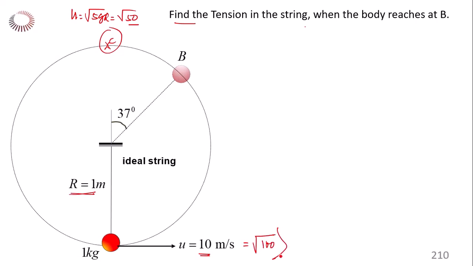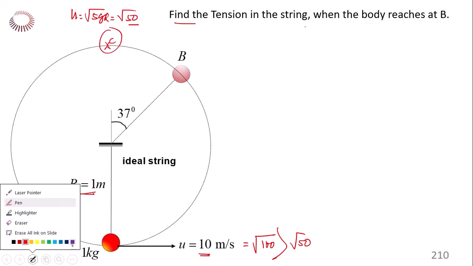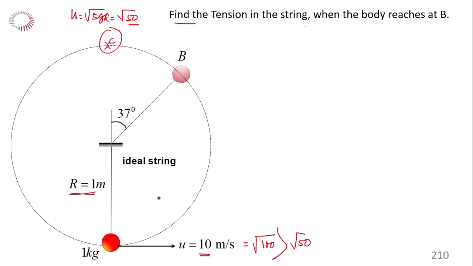Now certainly root of 100 is greater than root of 50. That means it will complete the vertical circle, so it is essentially going to cross point B. First you have to check whether the particle can cross point B or not. Here in this situation the particle is crossing point B. Now at that point you are asked to calculate the tension inside the string. So you have to draw the free body diagram.